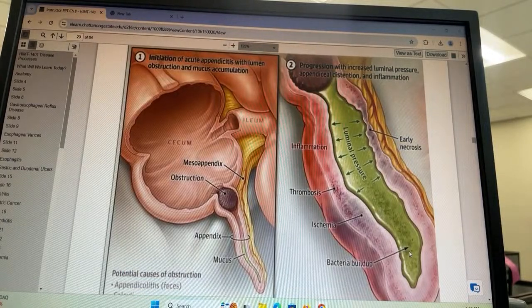So you can see here is a picture. That little squiggly tail is the appendix. So a piece of fecal matter, it's not always fecal matter, but that's the most common reason, kind of gets stuck in there, which causes it to swell and get bacteria overgrowth.